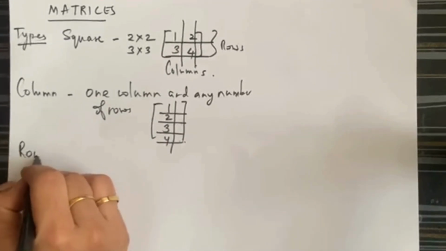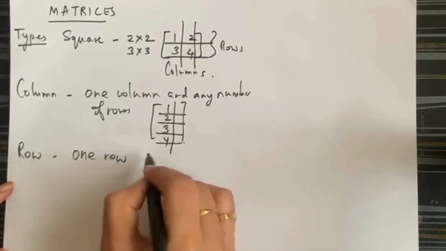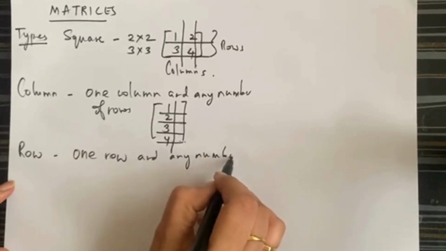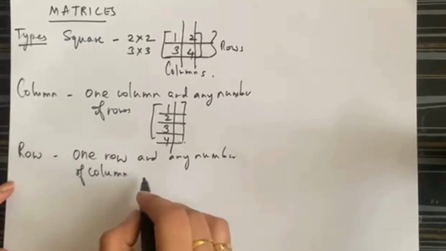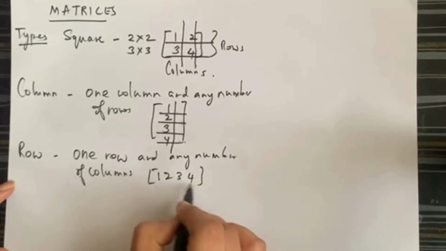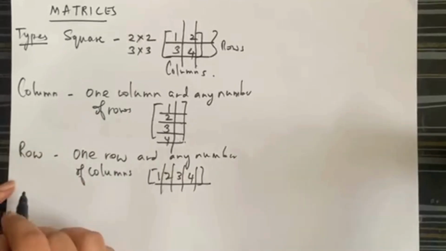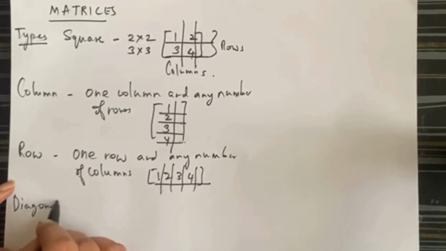So in the similar way, you have a row matrix. Row matrix is nothing but where you have one row and any number of columns. That means it should have only one row and n number of columns. So example, it can be something like this, where actually you have only one row but you have multiple columns. That means many columns.